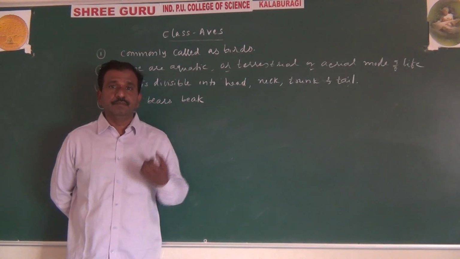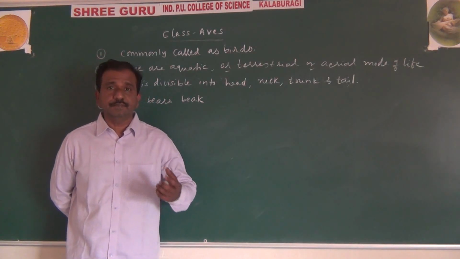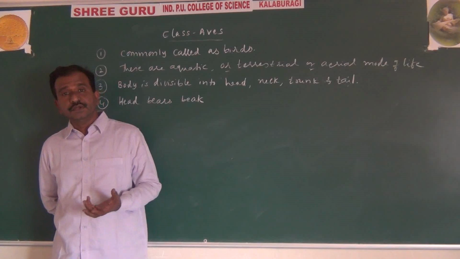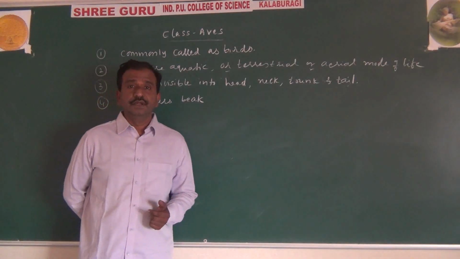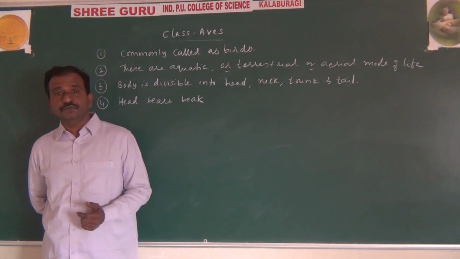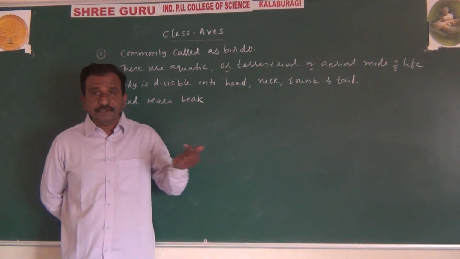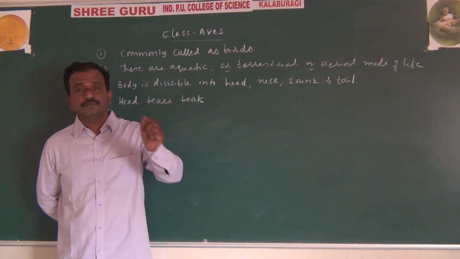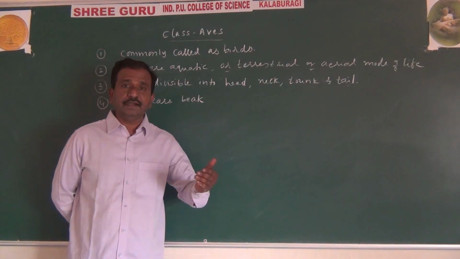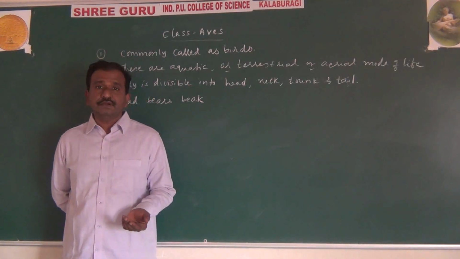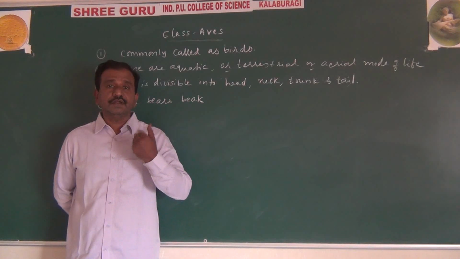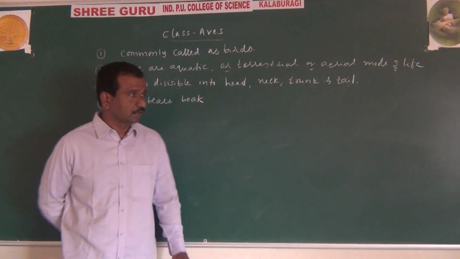For example, a blunt beak is found in the parrot, so that they can collect fruit. A sharp beak is found in birds that tear flesh. There are also seed-eating birds, in which a small pointed beak is found. Like that, various kinds of beaks are found. They are mainly meant for collection of food material.